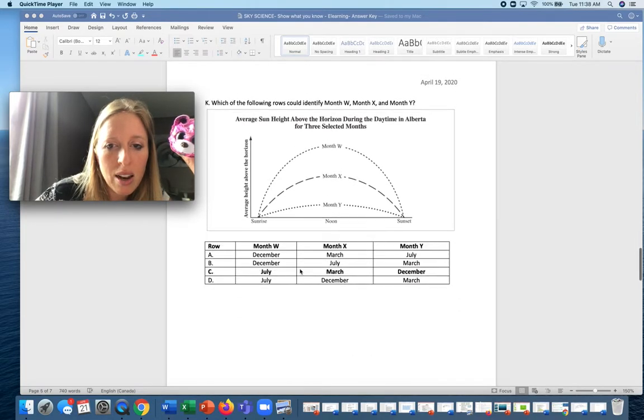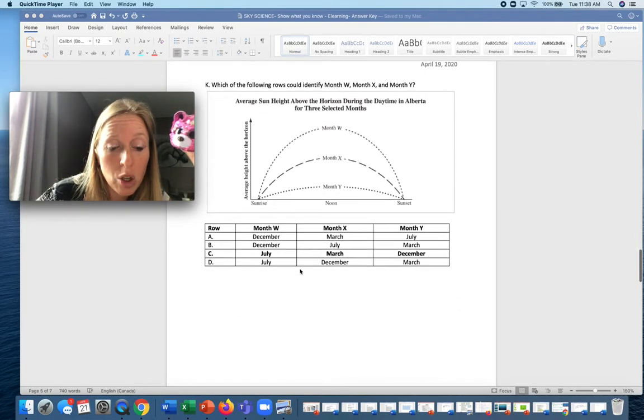Next one. Okay, this is a knowledge-based question, again, directly from an old PAT. Here we go. Which of the following rows, again reading and interpreting these graphs, could identify month W, X, and Y? They don't tell us what these months are. That's what we have to figure out.